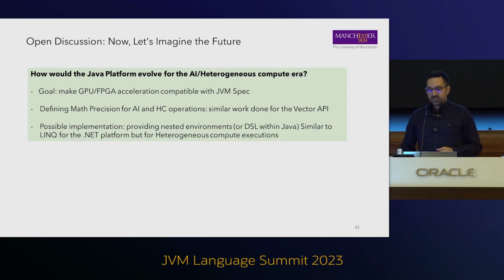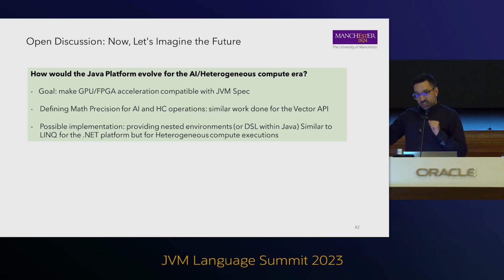The last point I want to mention is more of a discussion. Let's imagine the future. What would it take for something like Tornado, I'm talking about Tornado, but it could be something else, like HAT that Gary mentioned before, to be included in Java, in the Java platform? Well, I believe that perhaps the JVM spec should be modified somehow. For example, I'm thinking about math precisions.